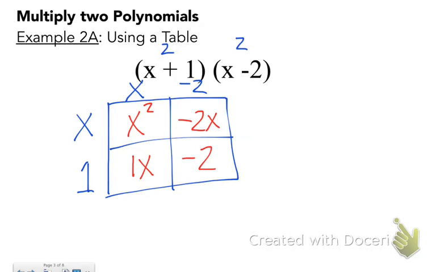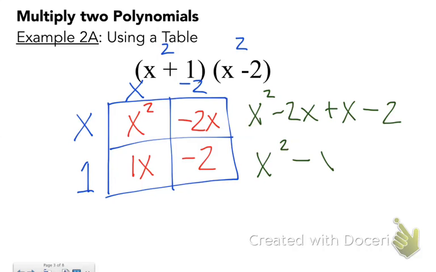So then I'm just going to write everything out and combine like terms. So I end up with x squared minus 2x plus x minus 2, and negative 2x and positive 1x can be combined, so I get x squared minus x, negative 2 plus 1 is negative 1, minus 2. And that would be my final product.